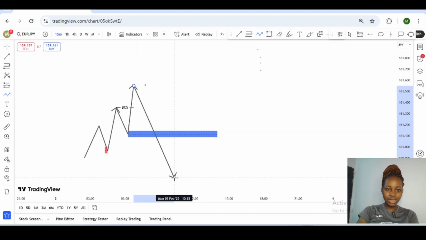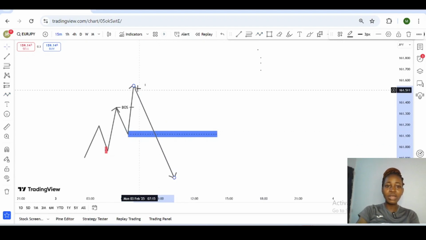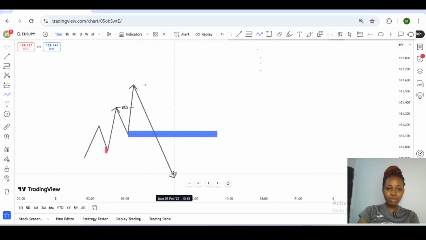Now if the next pullback fails to respect this order block here, which is also the origin, and drops to the downside like this, automatically this order block here turns to what is called a breaker block, because the next pullback has failed to respect this order block. So the moment the price violated this order block, it automatically turns to what is called a breaker block. Okay, so we want to see price coming back to it, and this breaker block now holding price and pushing price back to the downside.